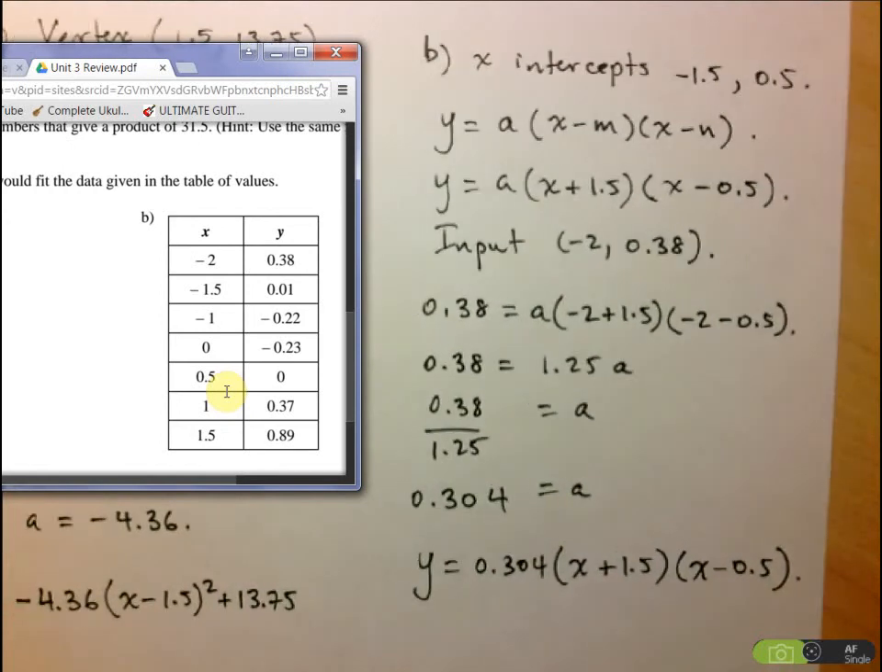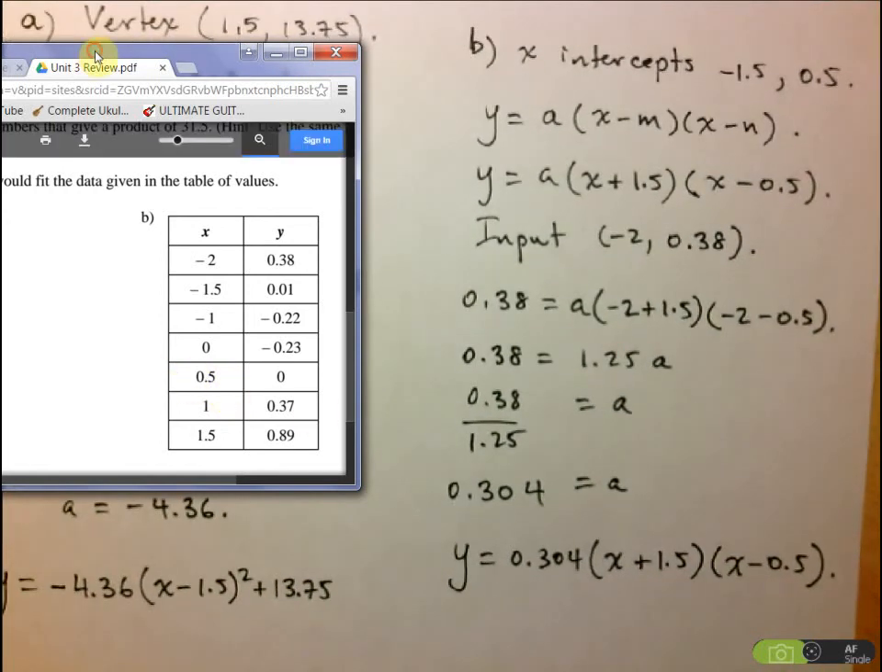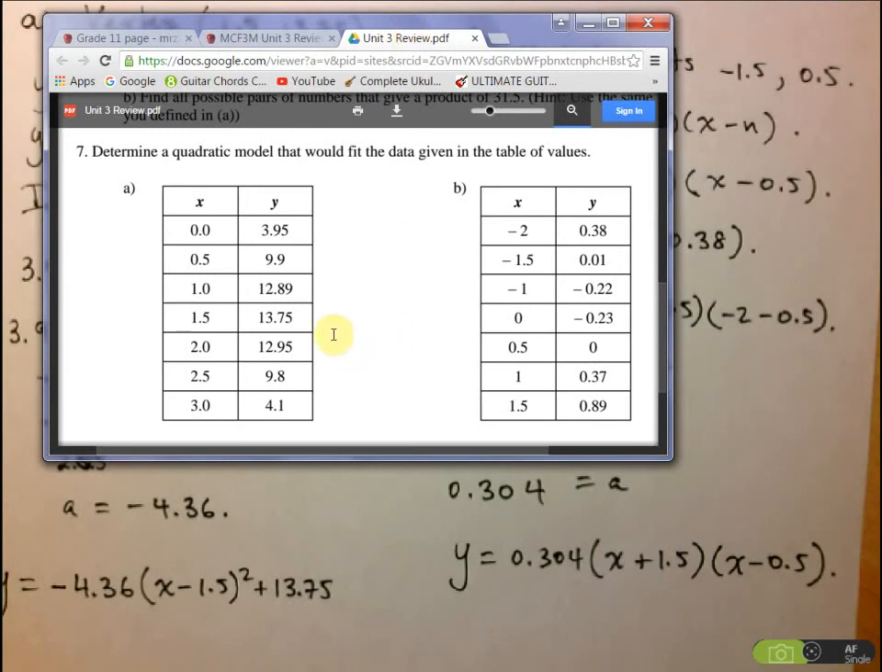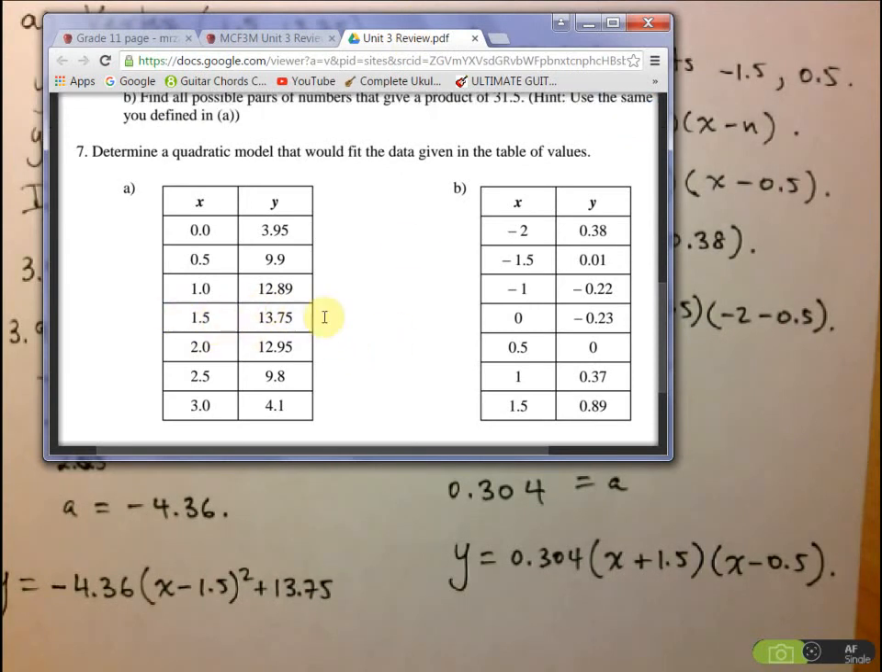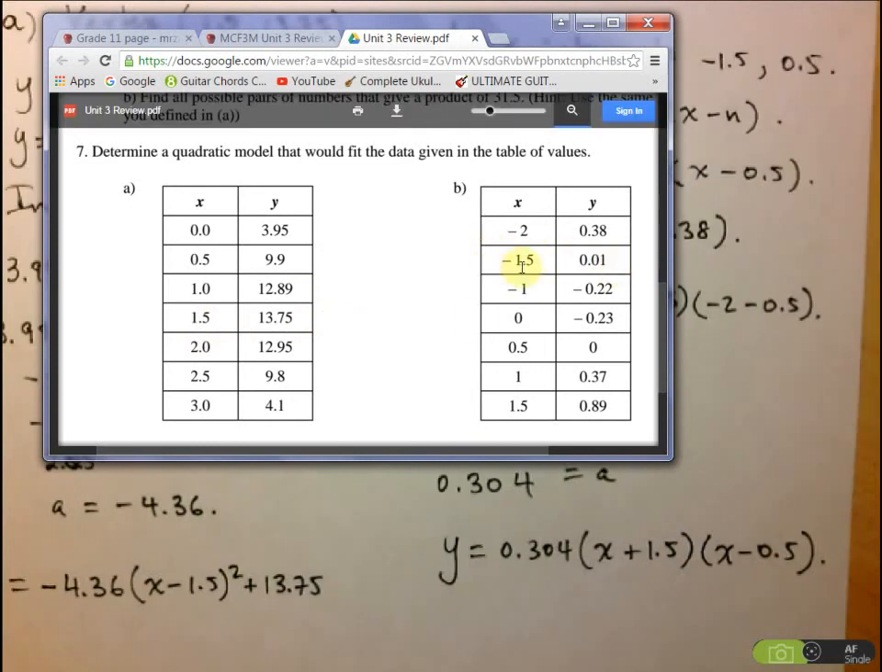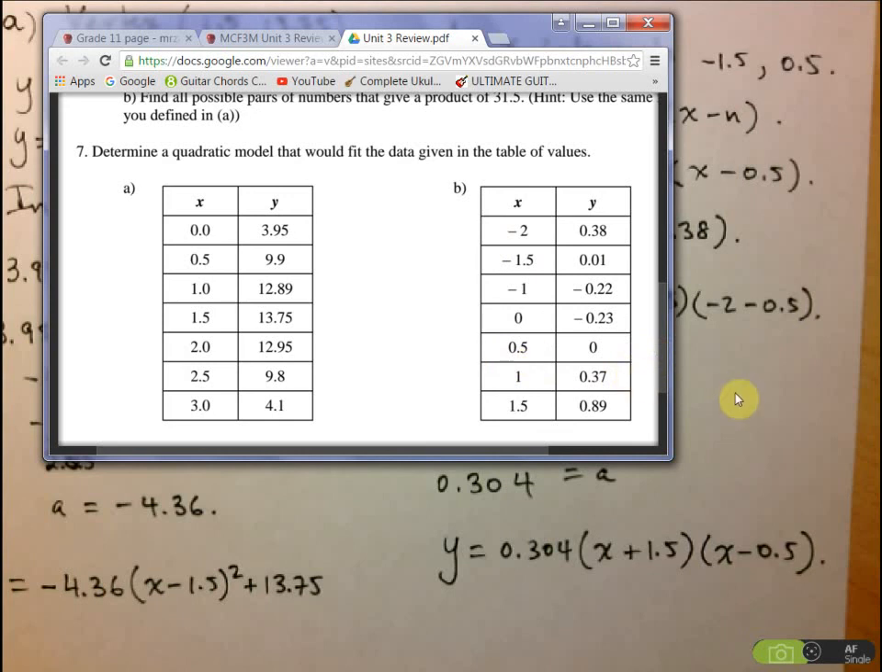So again, just to recap here, when you've got data in a table of values, you either have to look for a vertex, so a point that could act as a vertex, or you need to look for two zeros and then use the appropriate form in either case. Okay, that's it for this one here.